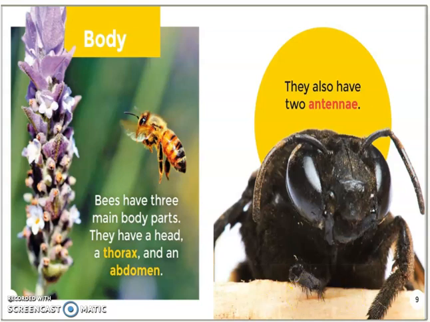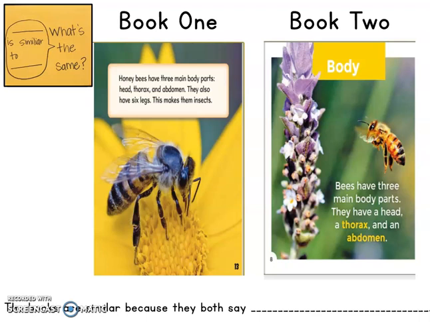All right, we're going to start by comparing the two books and seeing how they're the same or how they're similar. I like to put the books next to each other. That makes it really easy for me to notice how they're the same. So here I have a page from book one, and here's my page from book two. Let's see. What do I learn in both parts? Oh, look! It teaches me that bees have three main body parts. Both books say that. It also teaches me the names of those body parts: a head, thorax, and abdomen. Head, thorax, and abdomen. It tells me that in both parts.